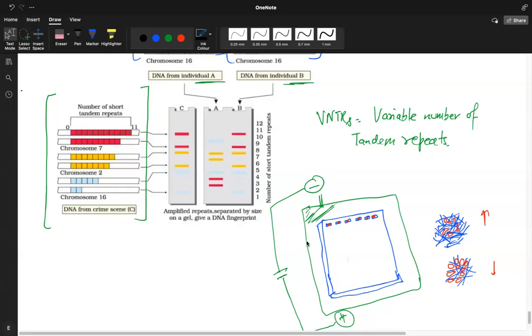So the same thing happens for fragments of DNA. If the fragments are smaller, they will move faster and farther, and they will come here and form a band. If the fragments are bigger, they will stay closer to the well itself. Make sense?